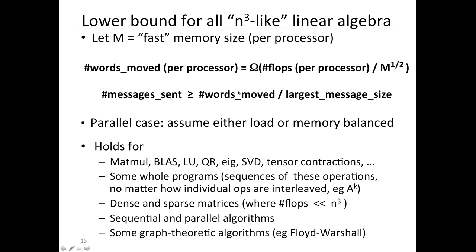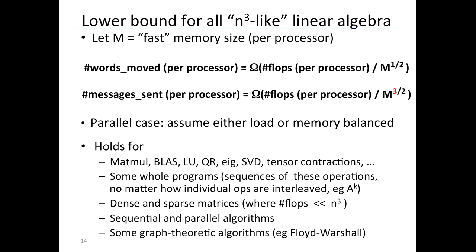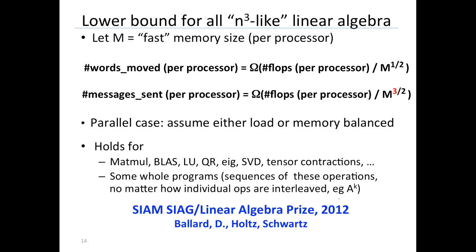That's the bandwidth cost, call it. But we also want a lower bound on the latency cost, how many messages we send. So here's a very simple lower bound on the number of messages. If I know how many words I have to move, just divide by the largest possible message size, which could be the biggest cache line or whatever it is, and that'll be a lower bound on the number of messages sent. And what's a simple universal lower bound on the largest possible message? The whole memory. So my lower bound is going to be just a factor of M times smaller than that lower bound. And in the parallel case, that's the best you can do.